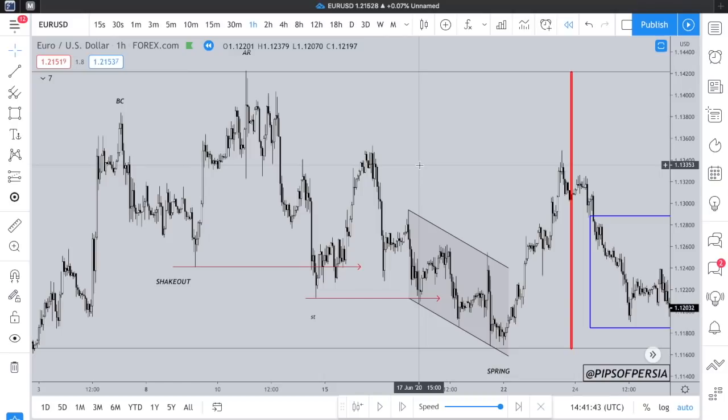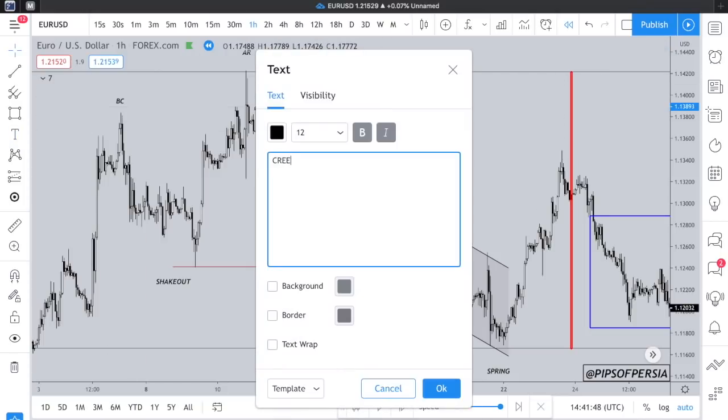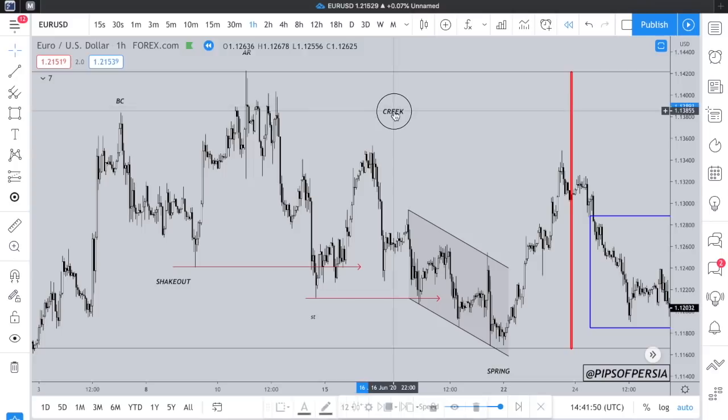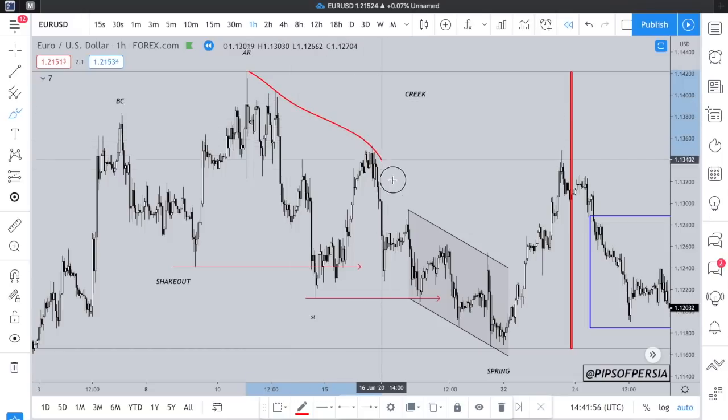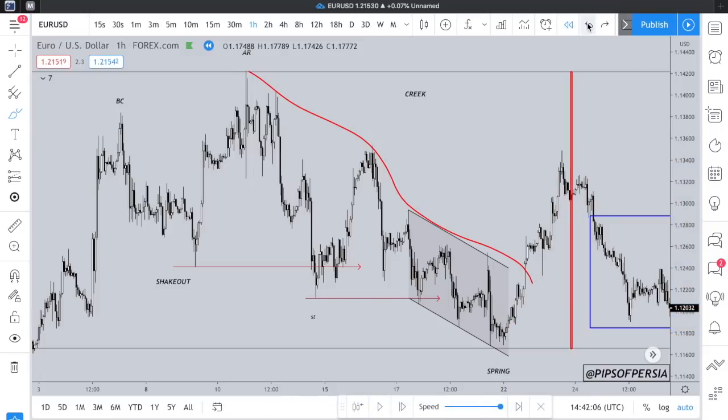In a lot of the reaccumulation schematics, you can see the term creek. Now, creek by definition is a line connecting the high points of that range. So if I go ahead and just put a line over here and connect the high points of this range, that's what you can call your creek. And once the market moves outside or above that creek, that's what we would call the jump across the creek, in a way confirming the accumulation.